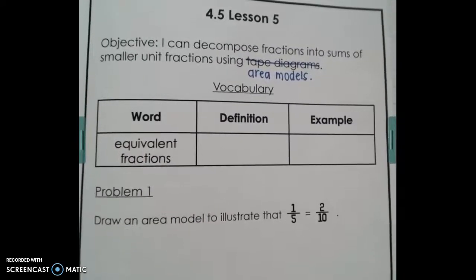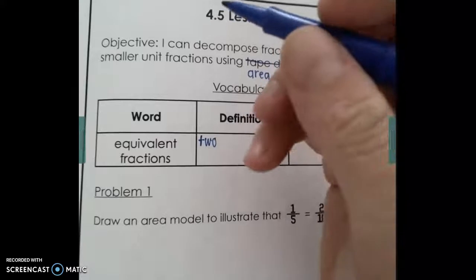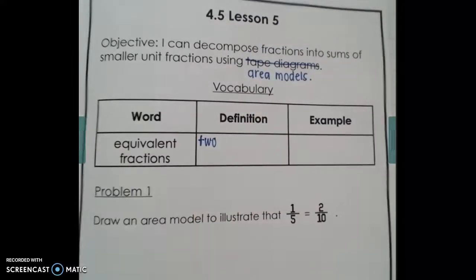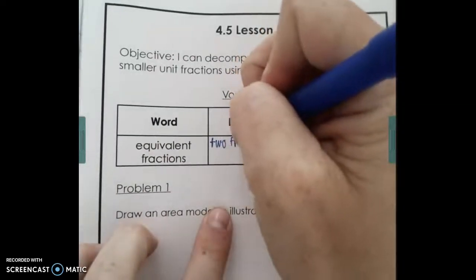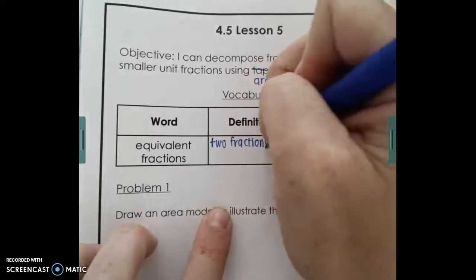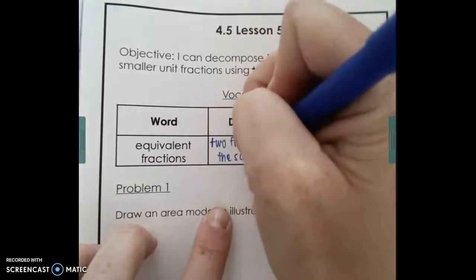So one of our words that we've been using in class is equivalent fractions. And what that means is that you just have two equal fractions. They have the same value. So we're going to write in our box here: two fractions with the same value.